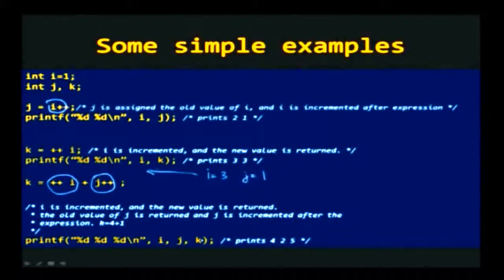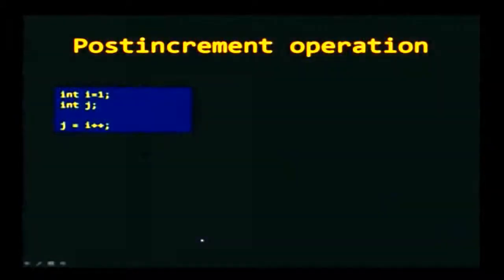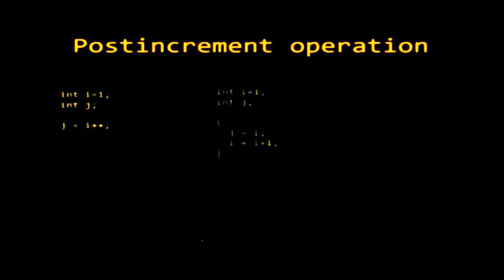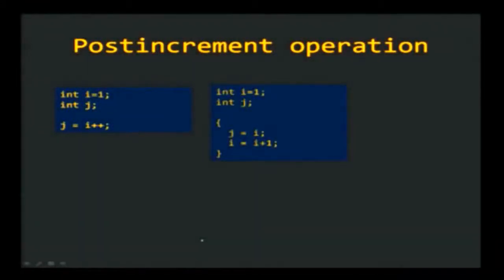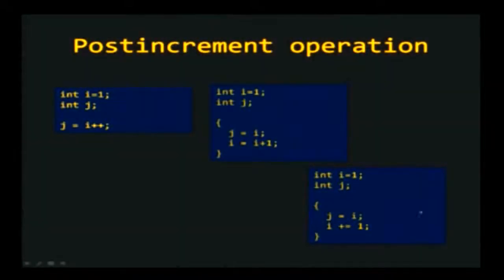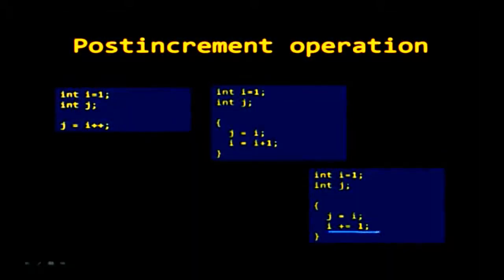Okay. So, this is fairly simple, and can be understood in terms of the pre-increment and the post-increment operator. So, let us look at some code that is equivalent to the post-increment operation. So, suppose you have j = i++. You can think of it like the following. You can say that j is assigned i. So, the old value of i is assigned to j, and then the value of i is incremented, i = i + 1. If you want to use the compound assignment operation, then you can write j = i and i += 1. Okay. So, i += 1 is equivalent to i = i + 1.